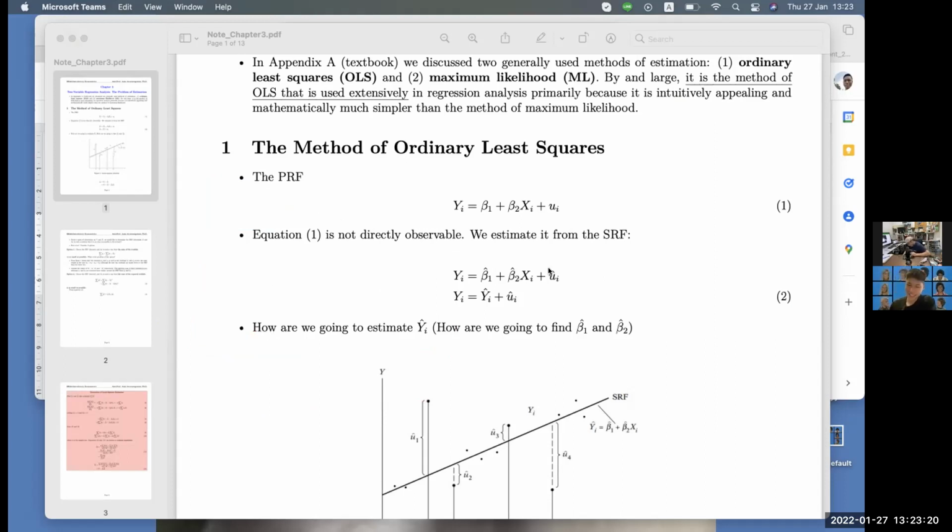Okay, so we have here regression analysis. You know what it is, and it's intuitively appealing and it's simpler than the maximum likelihood, right? So let's go through the formula here, the PRF. The PRF here is a Y value, B1 plus B2 X sub i, and then what is this? Is this V_i? I think it's U_i. U_i. Okay, what is the Y?